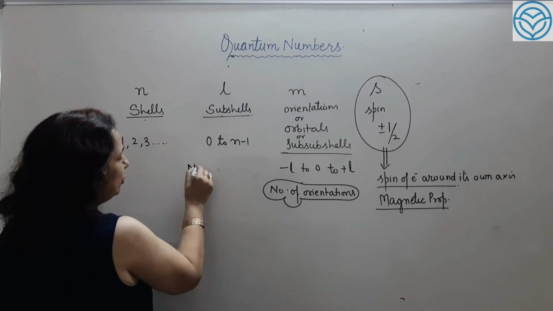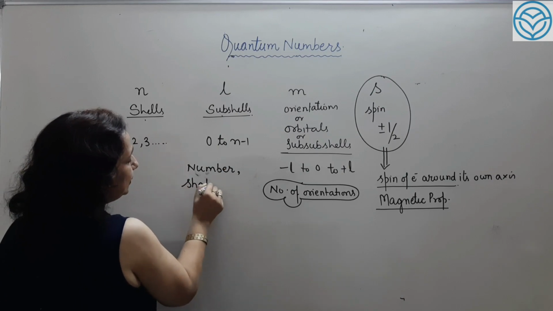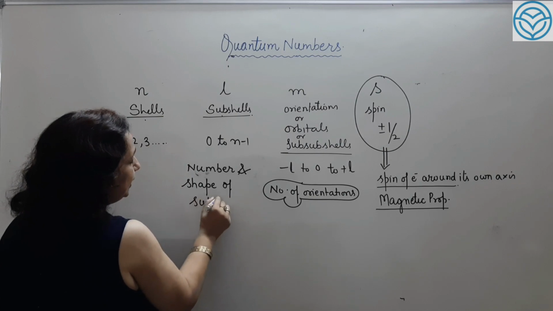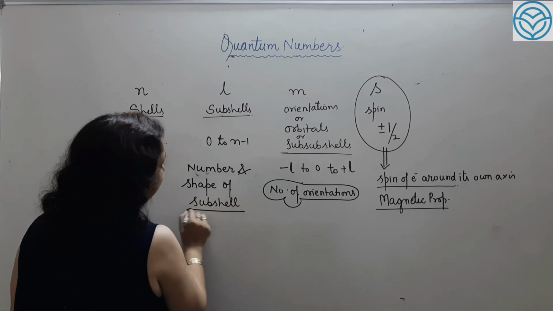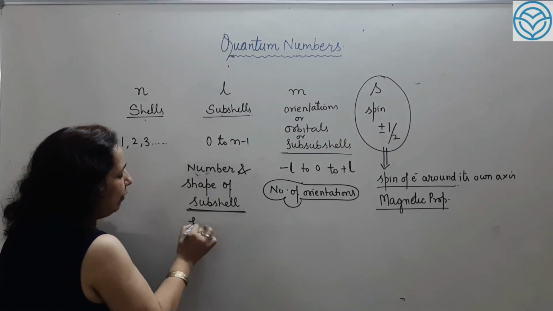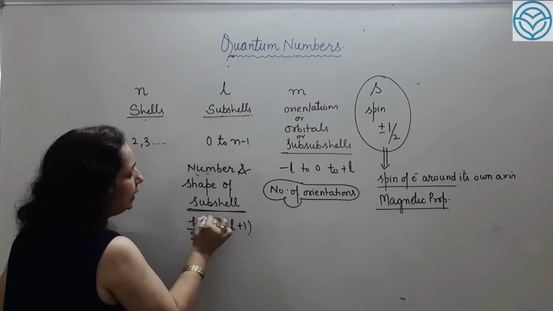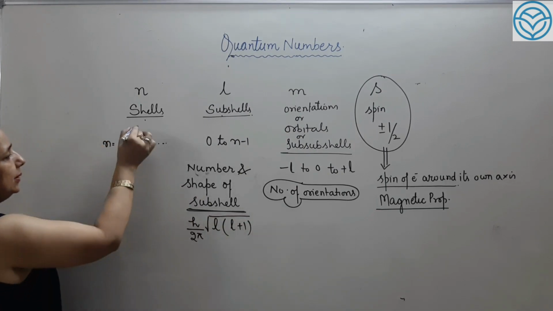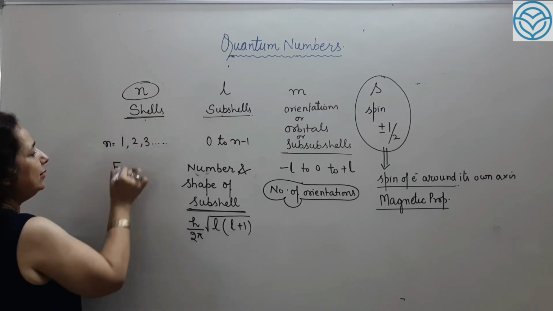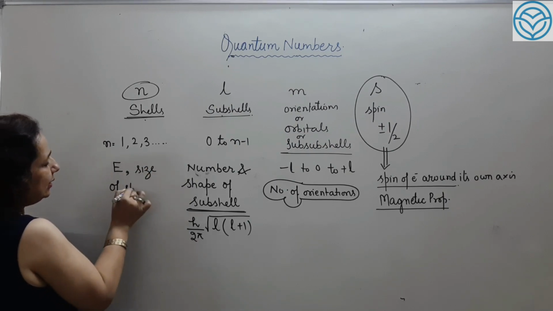This is going to tell us about number, full I can write number, shape of subshell. The idea about the shape of a subshell, whether spherical, dumbbell or double dumbbell, is given by the angular quantum number. One important formula we have done, h upon 2 pi root of L into L plus 1, angular momentum. The principal quantum number tells about shell, energy, size of shell.